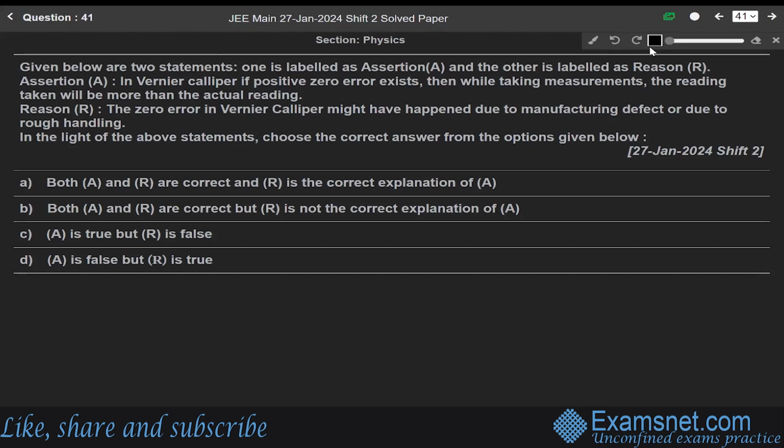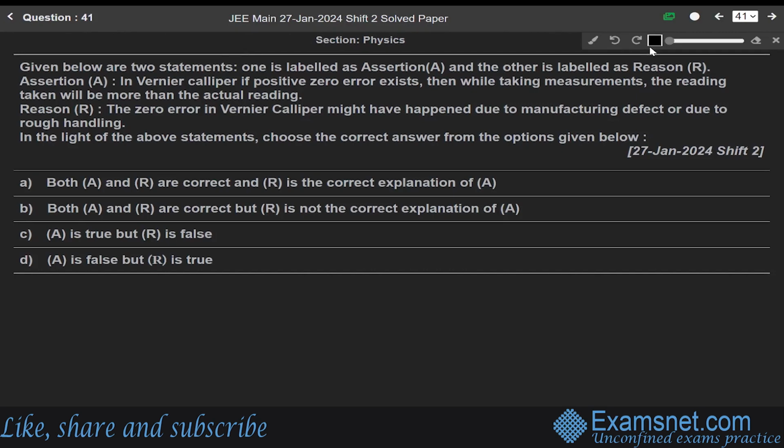Moving toward our next question, number 41. This question says that given below are two statements, one is labeled as assertion A and the other is labeled as reason R. So assertion A is, in vernier caliper, if positive zero error exists, then while taking measurements, the reading will be more than the actual reading. And the reason given is that the zero error in vernier caliper might have happened due to manufacturing defect or due to rough handling.